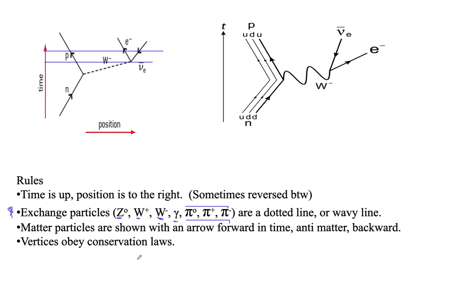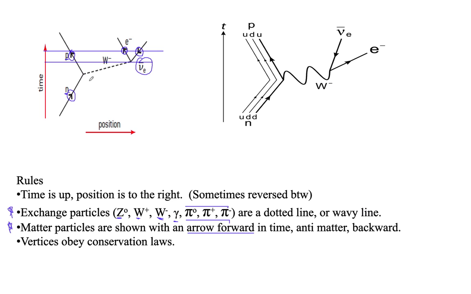And then the matter particles have an arrow that's forward in time. Notice that this neutron is a matter particle, so it goes forward in time. Proton is matter, forward in time. The electron is a matter particle, so it goes forward in time. But the anti-electron neutrino is an antimatter particle, so it's shown going backwards in time. Of course, it still goes forward in time, but its time arrow is reversed to indicate that it's an antimatter particle.